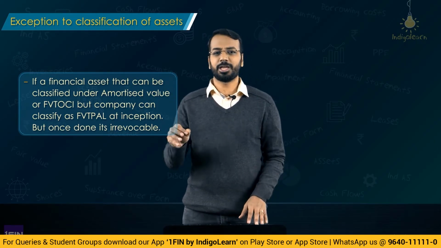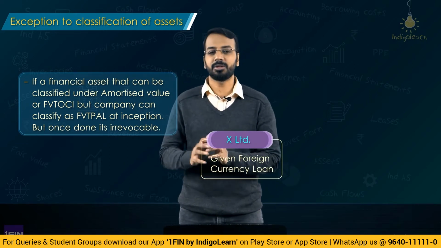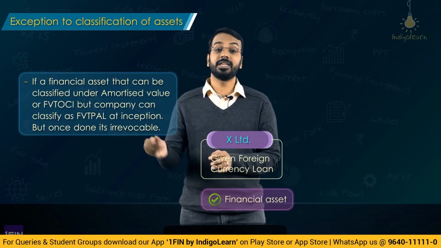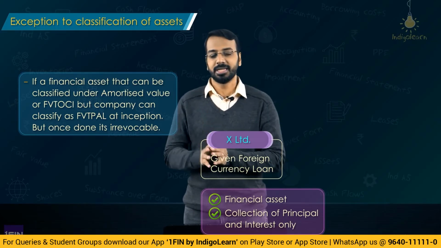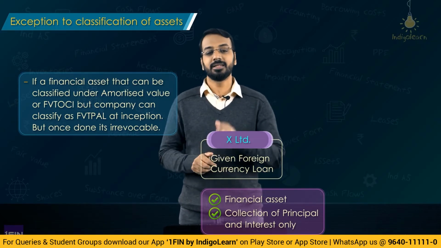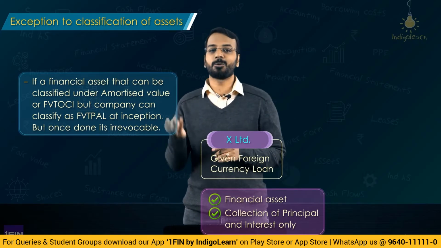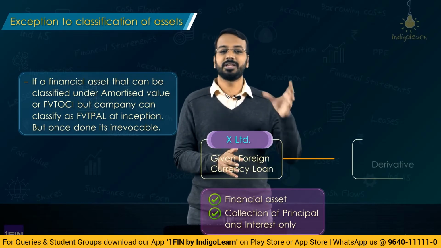Now, to give you a broad example, say this entity we are talking about has made some foreign currency loans. It has given loan to a foreign entity. Okay. Now, there is a foreign currency loan which is a financial asset which is solely the collection of principal and interest. That is the whole purpose. The contractual cash flows mandate that, and it is in a foreign currency. Now, to safeguard or to hedge that particular foreign currency loan, the entity has entered into a derivative contract.